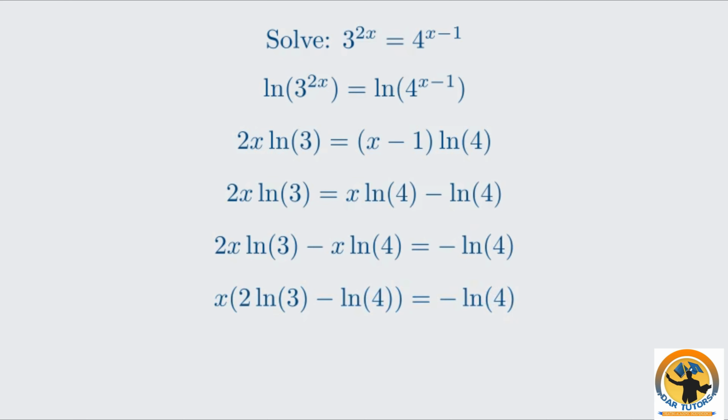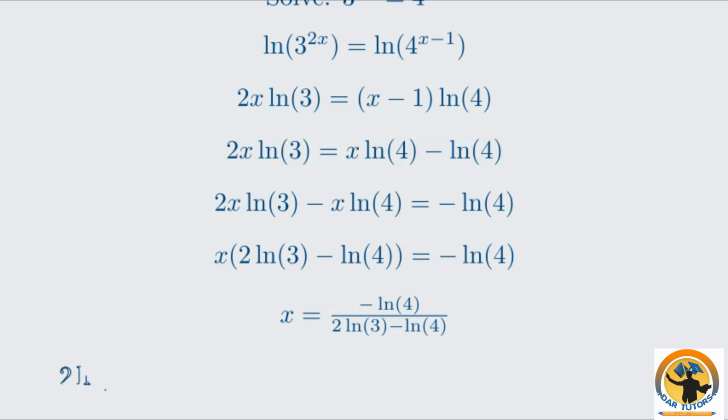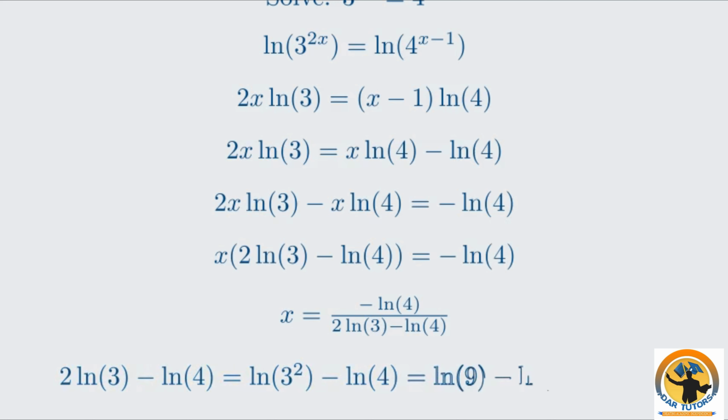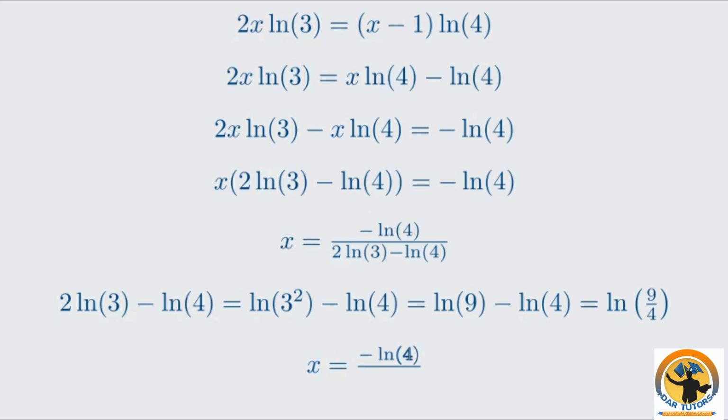To isolate x, we divide both sides by the term in the brackets. So x equals negative ln of 4 divided by 2 ln of 3 minus ln of 4. We can simplify the denominator using the power and quotient rules. 2 ln of 3 is ln of 3 squared, which is ln of 9. So the denominator becomes ln of 9 minus ln of 4, which simplifies to ln of 9 over 4. Our expression for x is now negative ln of 4 divided by ln of 9 over 4.